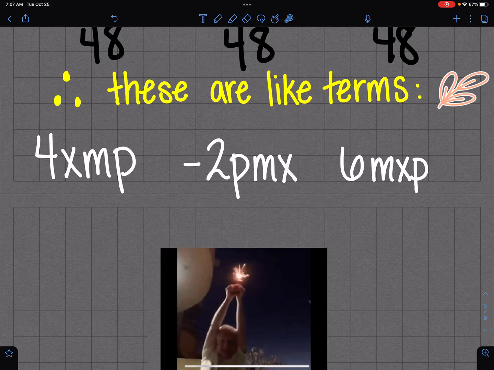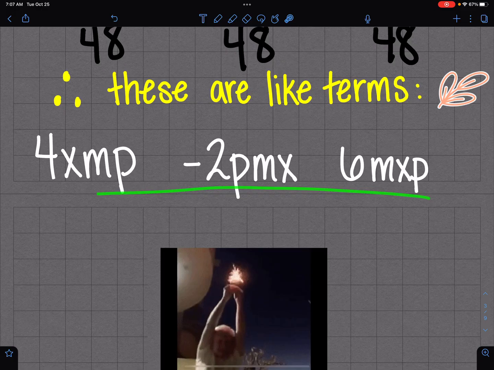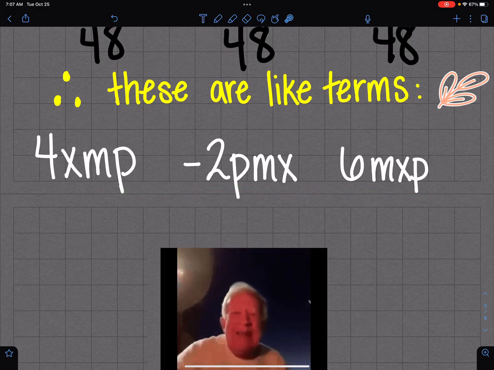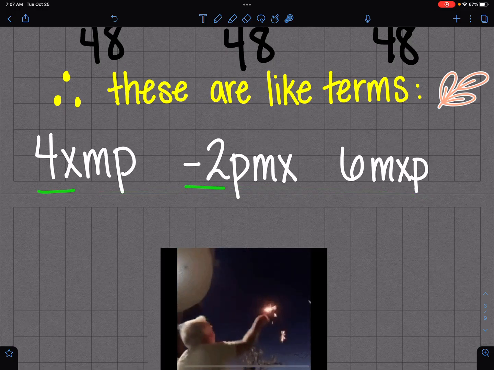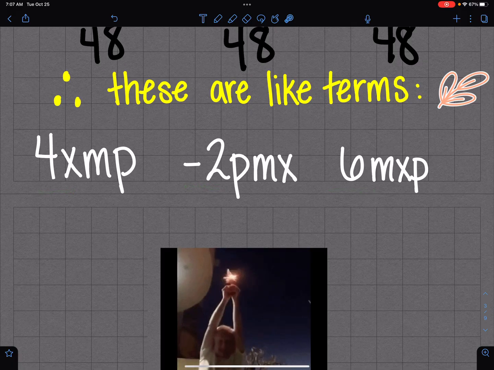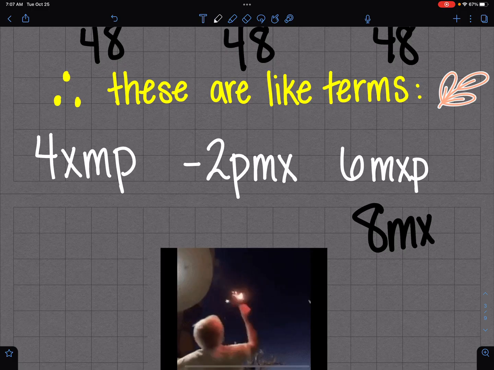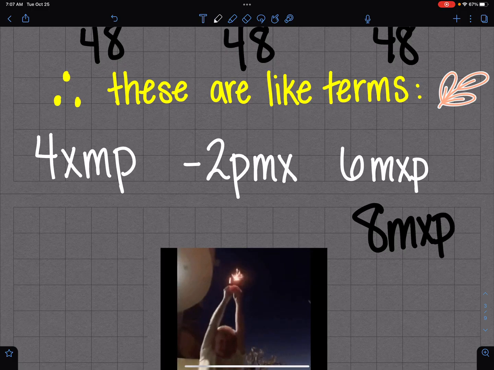Okay, so cool. Before I show you what you can do with these, because I think you're already ahead in your mind and you're going to be like 4 minus 2 plus 6, I know that that is all going to simplify to 8mxp, because you are probably ahead of me already in your mind.